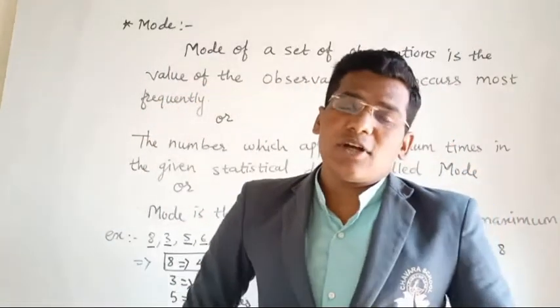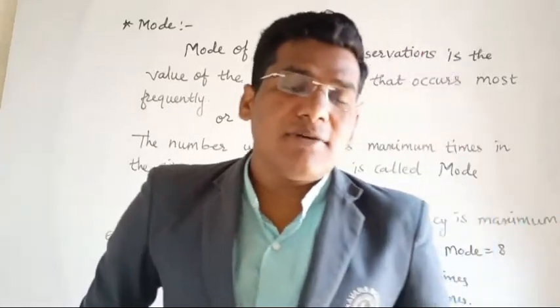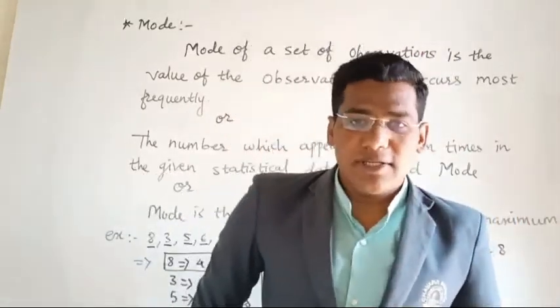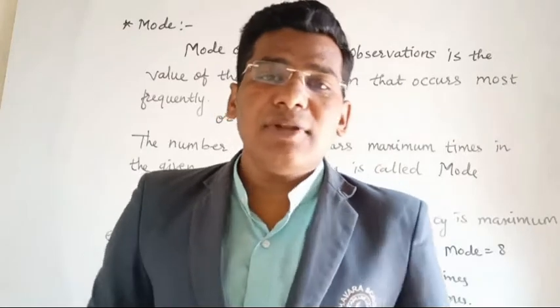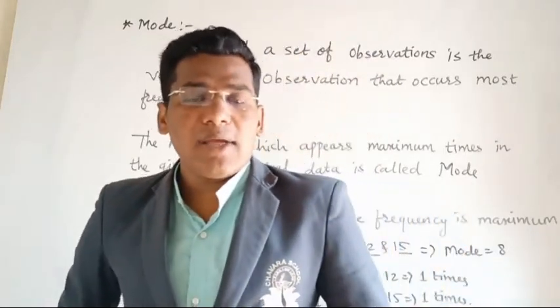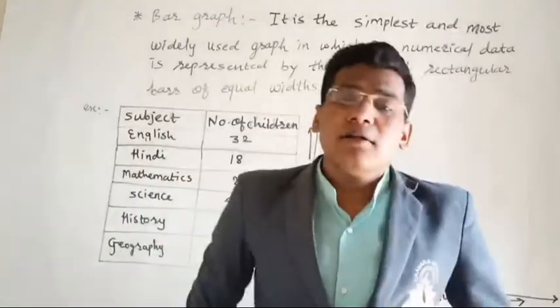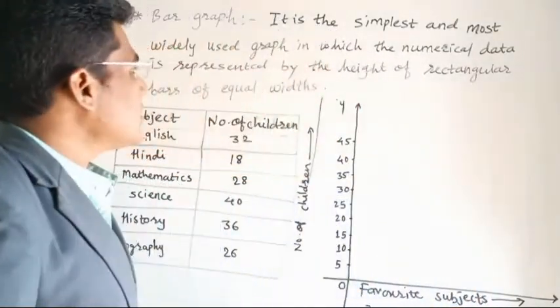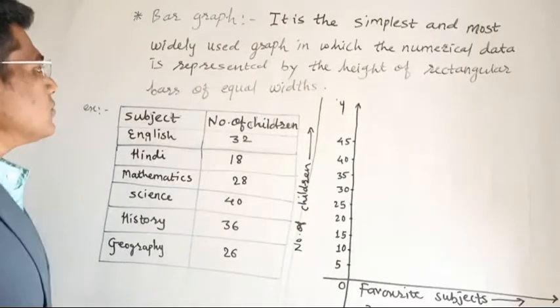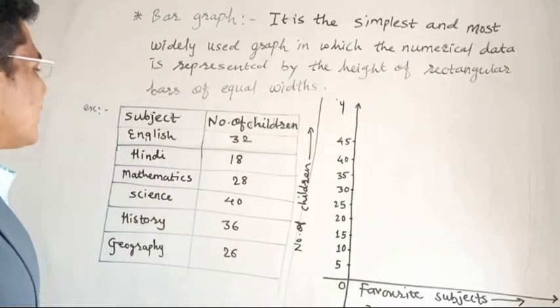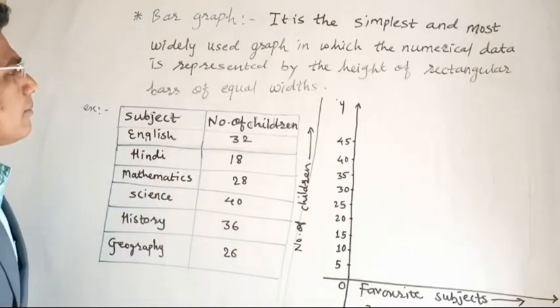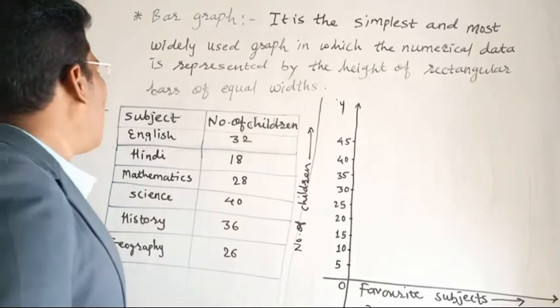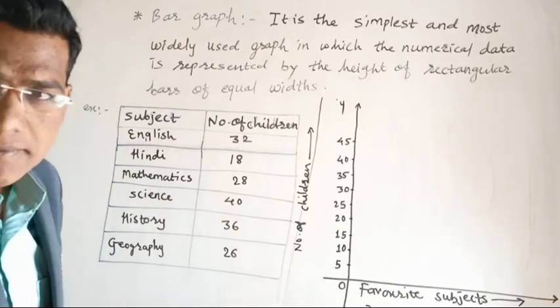Now we will turn to the next topic of the lesson, which is the bar graph, and which is the last topic of the lesson. So we will learn what is meant by a bar graph and how to draw a bar graph. A bar graph is the simplest and most widely used graph in which the numerical data is represented by the height of rectangular bars of equal widths.